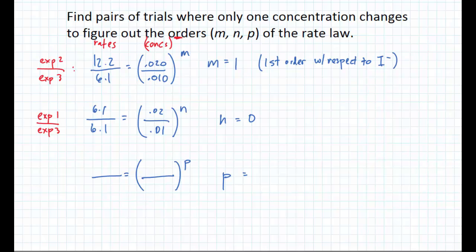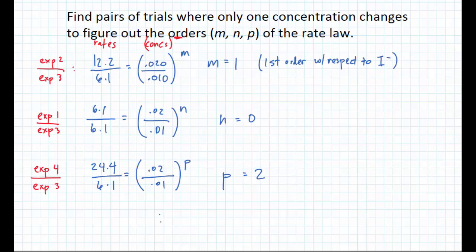Which two did you use for p? That is the OH minus. Should have used 4 over 3 to get a bigger number here. 24.4 over 6.1. That's 0.02, 0.01. P equals what?